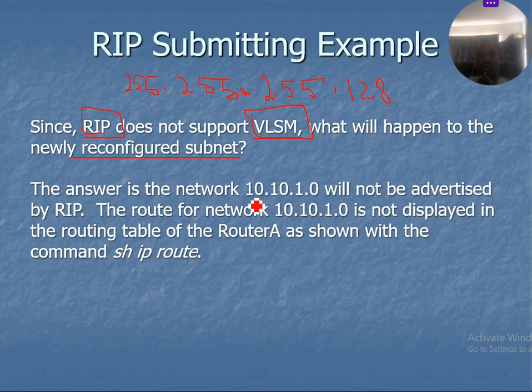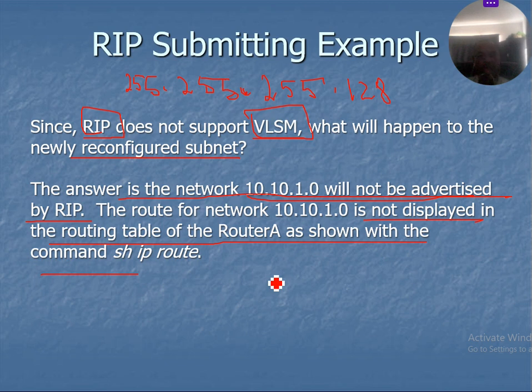You see? Why will it not be advertised? Because it will not be advertised by RIP, Routing Information Protocol. Because you cannot see it. It does not see any VLSM that is broadcasted. So the route for the network 10.10.1.0 will not be displayed in the routing table of router A, as shown with the command show ip route.